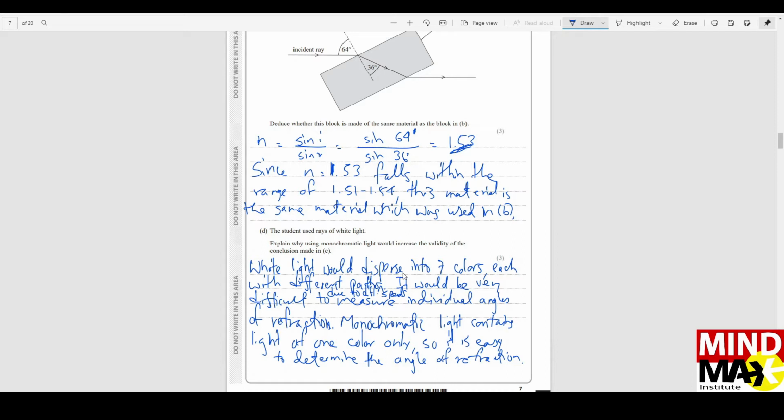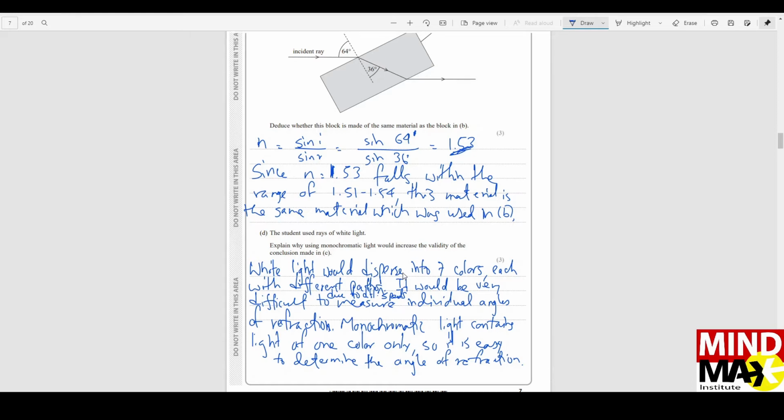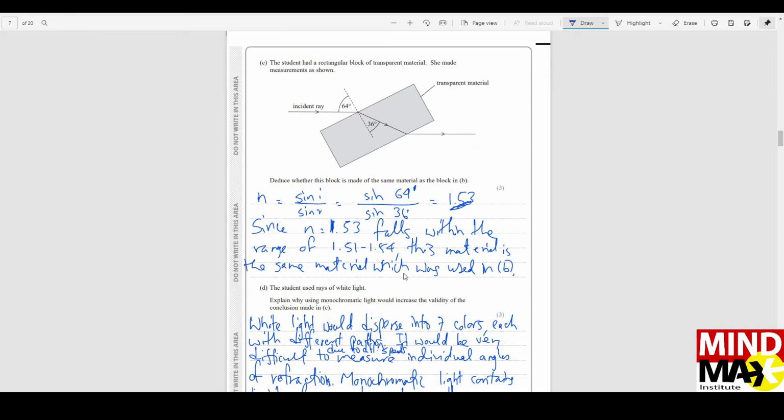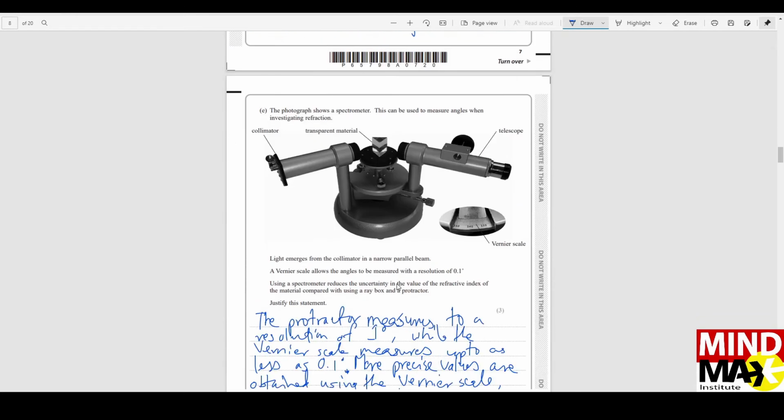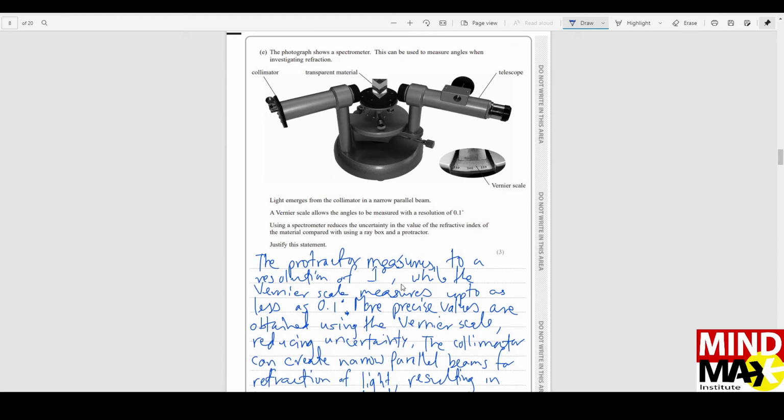So because that would make our life much more difficult, I said that with white light, it would disperse into 7 colors, each with different paths. It would be very difficult to measure individual angles due to the different speeds. Monochromatic light contains light of one color, so it is easy to determine the angle of refraction. So if you wish to find the angle of refraction in an easy way, you go for monochromatic light. But if you go for white light, you have to find the refractive index of all the colors separately, because all the colors have different refractive index in glass. That's a problem.